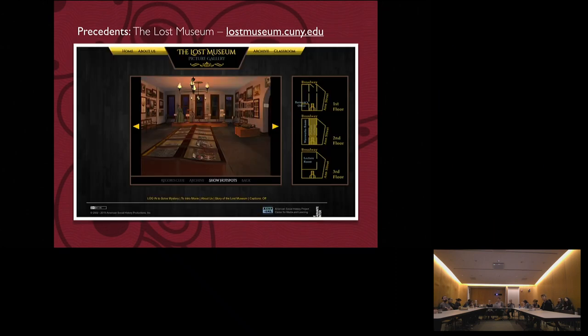The last piece that we looked at, last in terms of when I found it, is actually probably earlier than either of the other two. I mean, I know it is. This is like early 2000s. This is called the Lost Museum. It's a recreation of P.T. Barnum's American Museum.